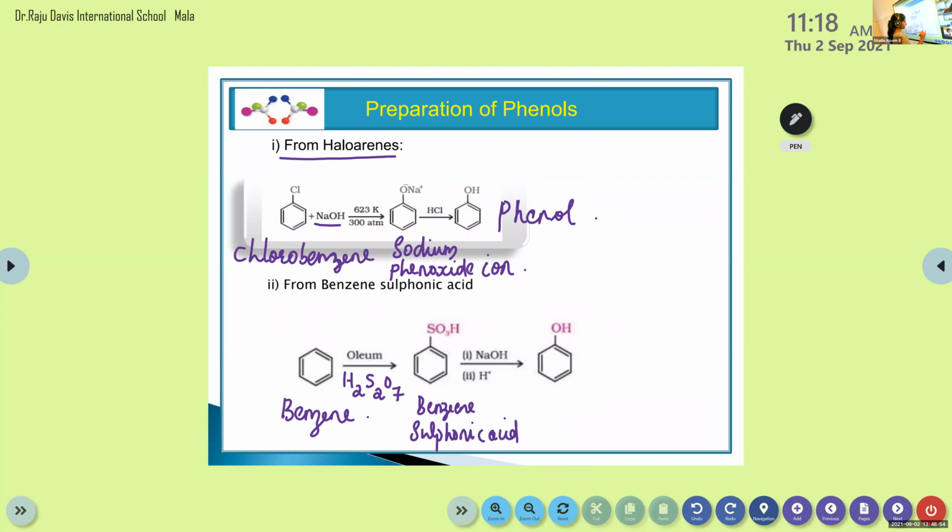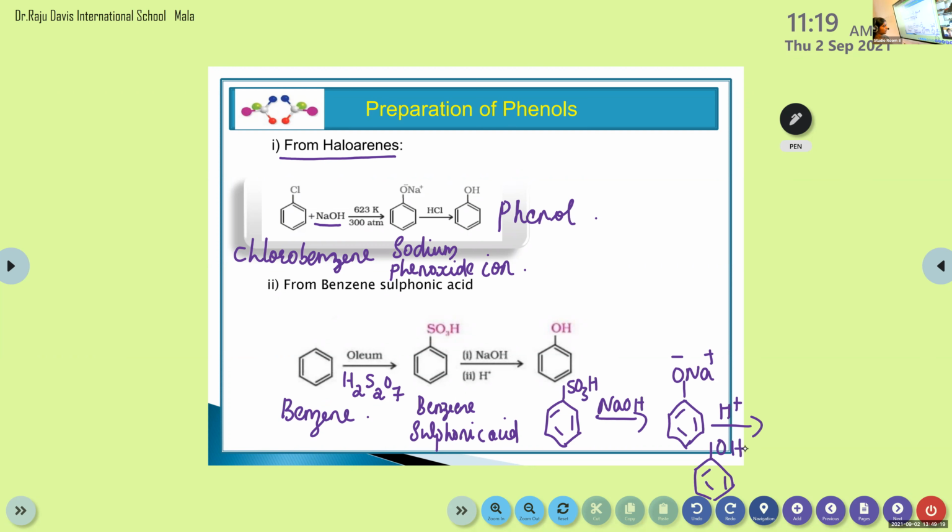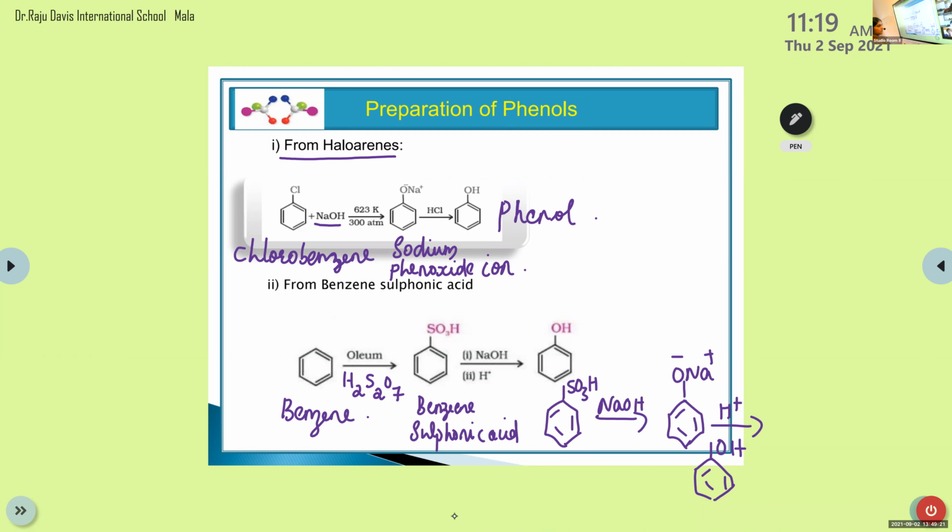Actually this step is like this. SO3H. Then it's reacted with NaOH. So the sodium phenoxide ion is formed, O minus Na plus. That is sodium phenoxide ion. Then again with acid, it will be phenol. Okay, this is the actual reaction that takes place there. But the two steps are included in one step itself.